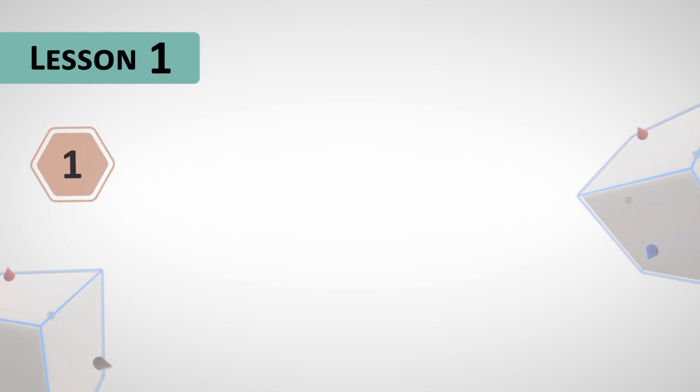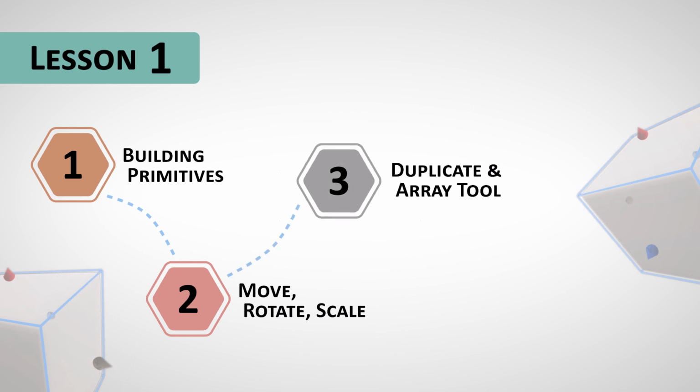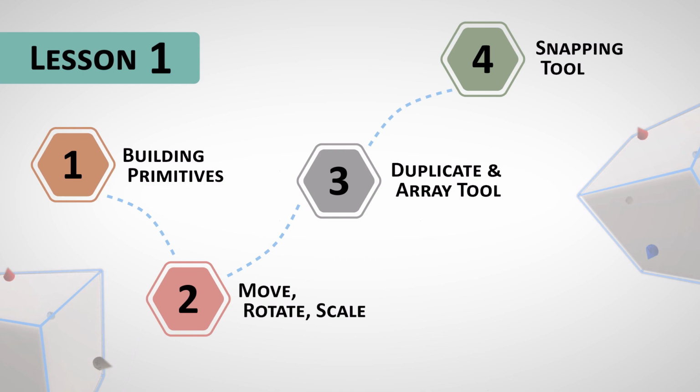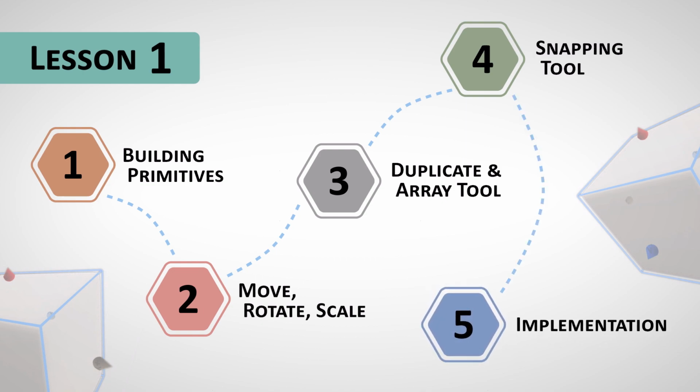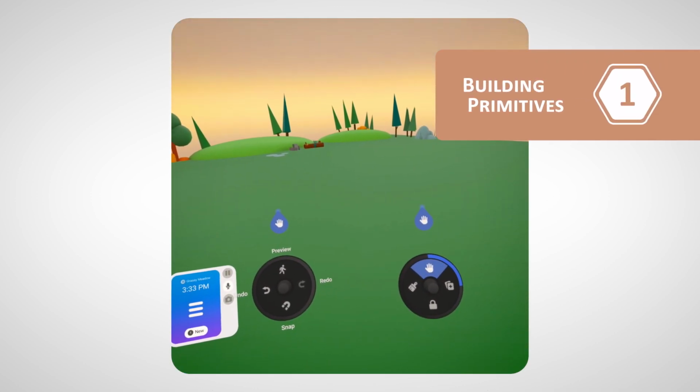In this lesson, we're going to learn how to build primitive objects from your build menu, and then learn how to move, scale, and rotate that object. We'll then go over the duplicate and array tools, both of which help immensely for creating complex objects very quickly. After that, we'll dive into the snapping tool, which allows you to build with incredible precision. Lastly, we'll put all of those tools into practice by building a simple chair and learn some really great tips and tricks while we do.